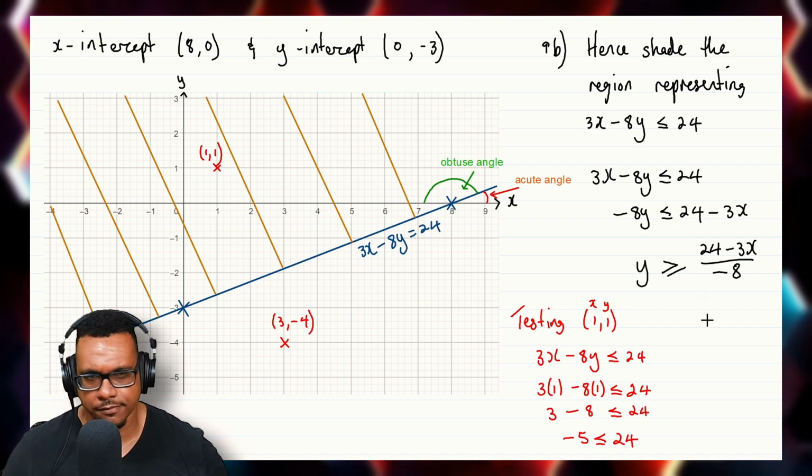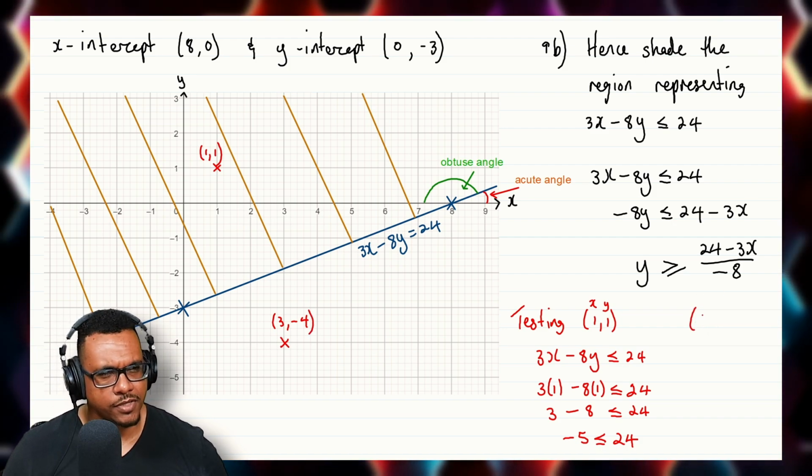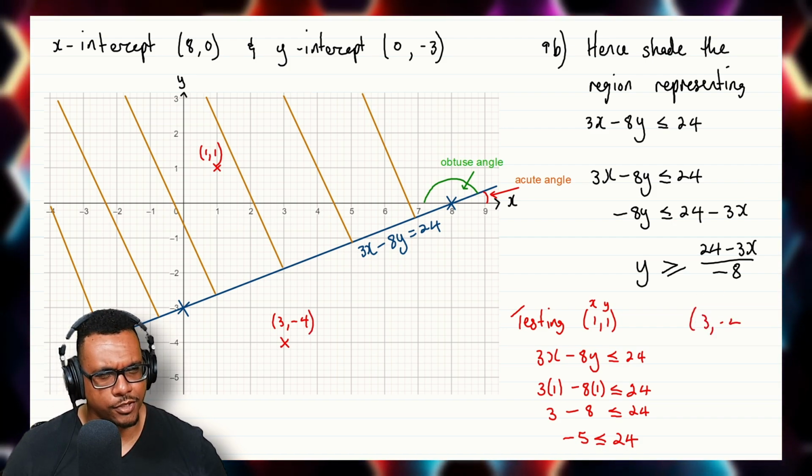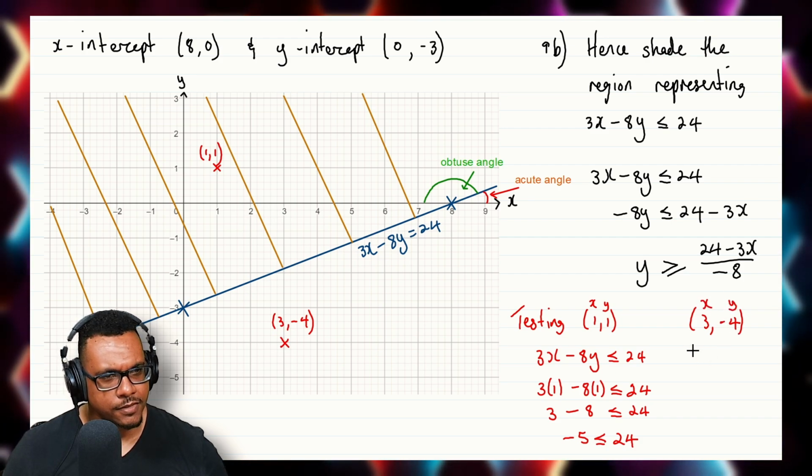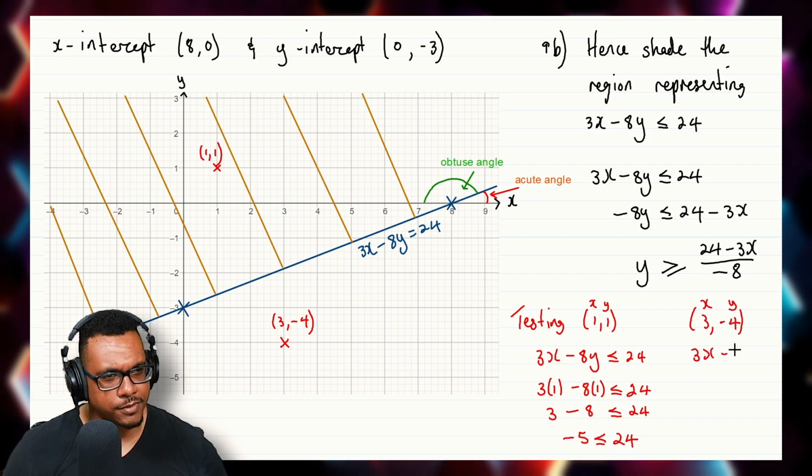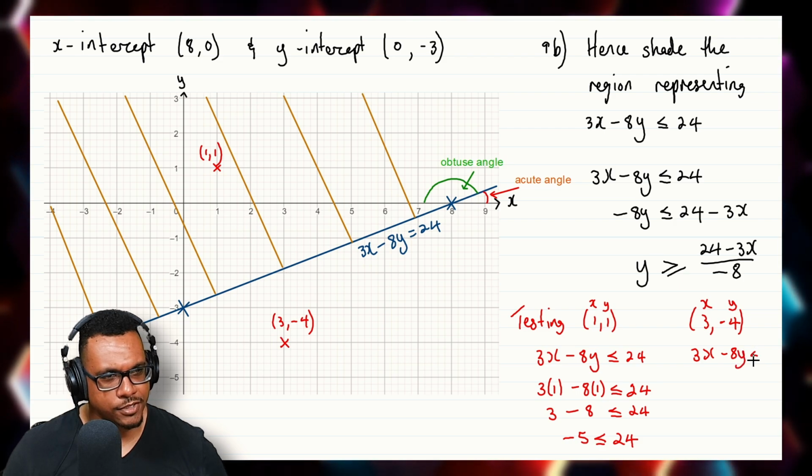Let's test that and see. So we have 3 on the x and negative 4 on the y. So this is x, this is your y. So we have 3x take away 8y is less than or equal to 24.